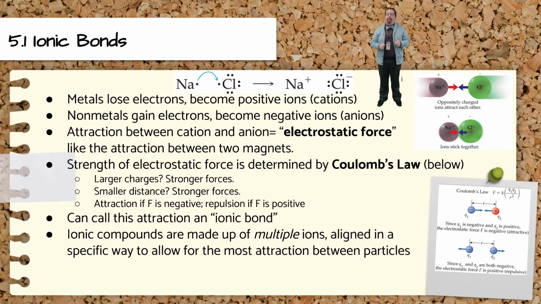As you may remember from previous chapters, we know that metals tend to lose electrons, becoming positively charged ions or cations, and nonmetals tend to gain electrons, becoming negatively charged ions or anions. In fact, usually the electrons that the metal loses will be completely transferred to the nonmetal. The magnetic-like attraction between positive and negative ions is called the electrostatic force.